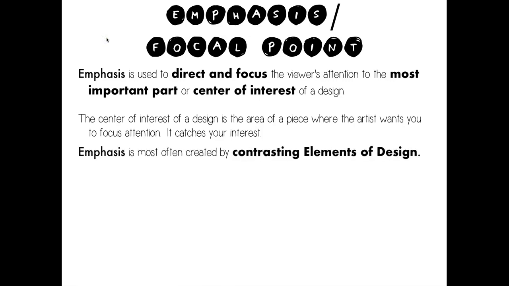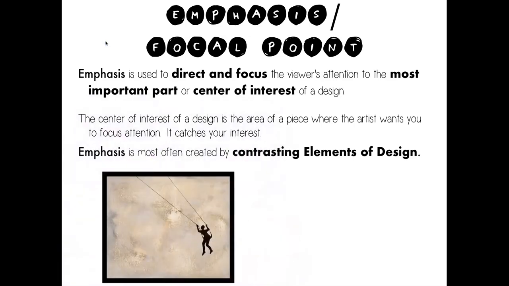So, how do they do this? Focal point and emphasis is most often created by contrasting the elements of design. So once again, the elements of design create the principle of design. Here we have a person sitting on a swing. Our eyes are automatically drawn to the person.